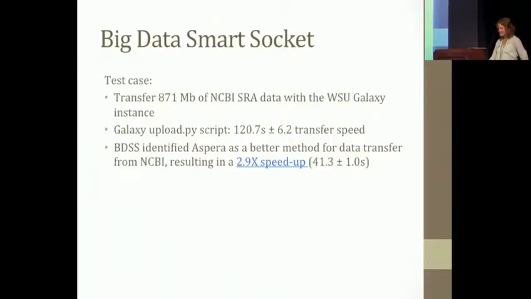Here's our test case, transferring 871 megabases of NCBI SRA data. We tested this last week. If we use the regular upload script, it took about 2 minutes. If we selected the BDSS client, it rewrote the query on the fly as an Aspera query instead of an HTTP query. And that resulted in a 2.9x speedup. It looked in the metadata repository and understood, okay, I know how to translate that HTTP link into an Aspera request. That's much faster, I should do that instead. So that's working pretty well.